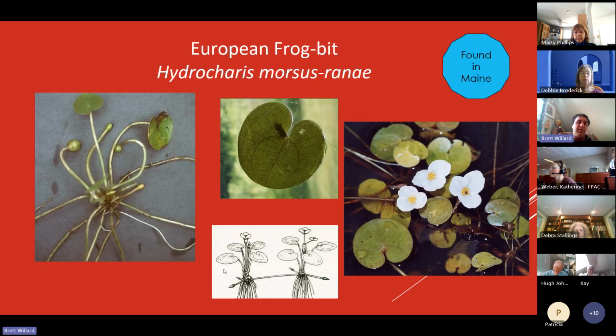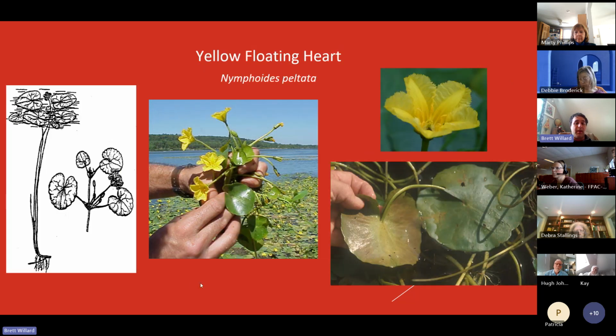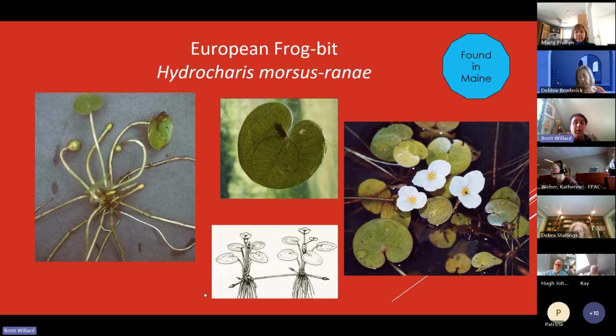Our next floating leaf plant that's invasive is European frogbit. This one is found in Maine. I should mention, yellow floating heart was previously found in Maine, but the infestation has been eradicated. So that is a success story. Going to European frogbit, this is another plant with heart-shaped leaves. The margins are smooth on this one.